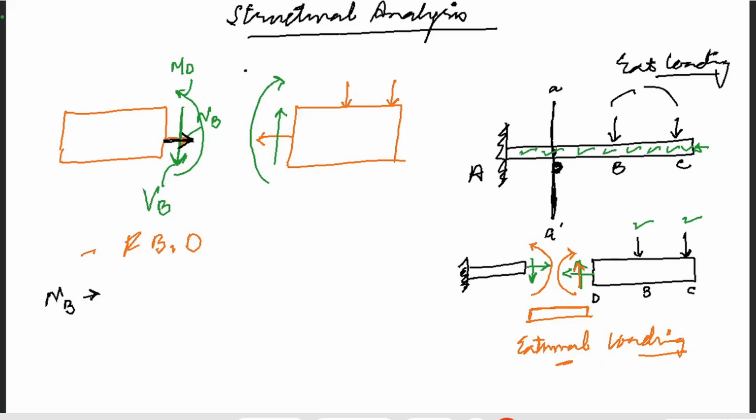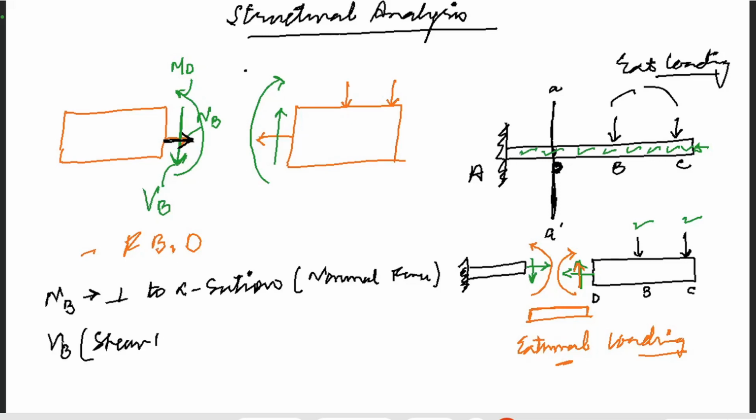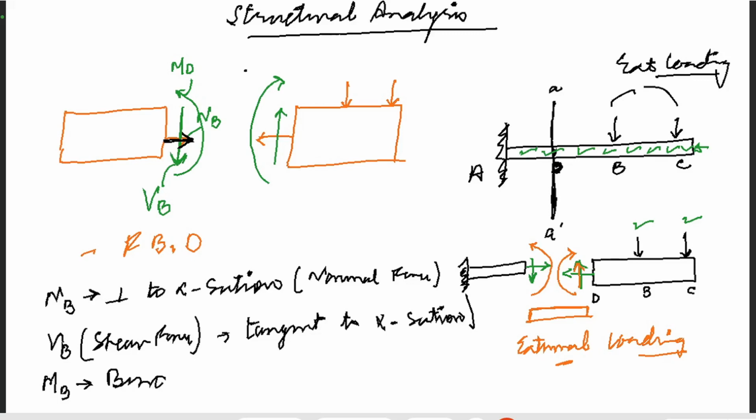NB is the normal force, and it basically acts perpendicular to the cross section. And our VB is the shear force, and it is tangent to the cross section. And then moment. We have MB, which is a couple movement, which we refer to as bending moment.